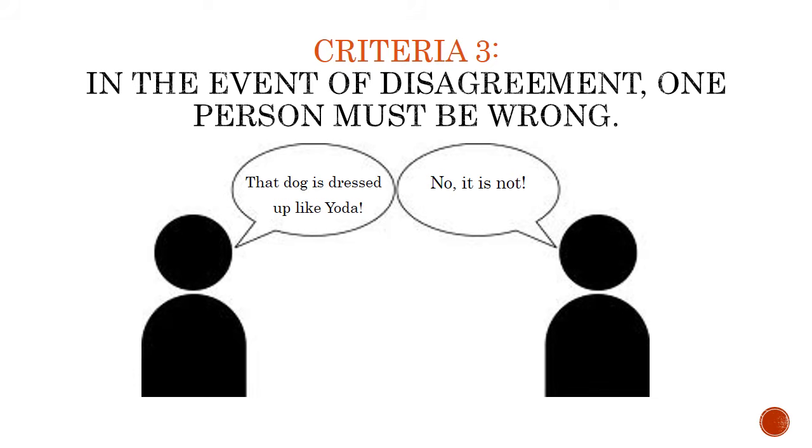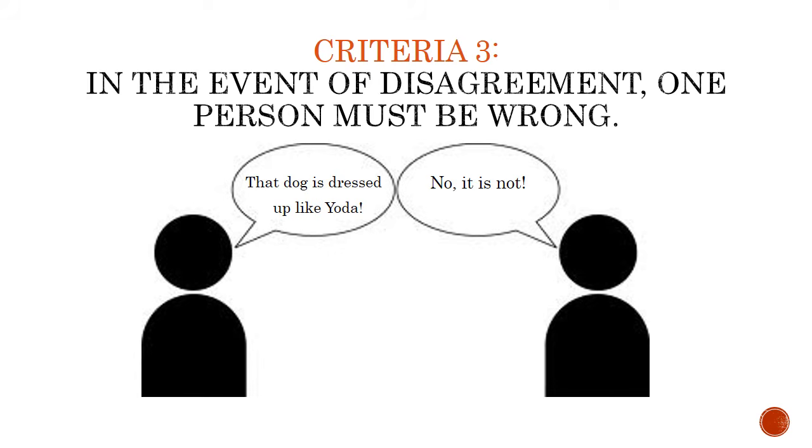Let's move on to the third criteria. In the event of disagreement, one person must be wrong. This is a fairly simple criteria in most instances. Let's say that person number 1 says, "This dog is dressed up like Yoda." And person number 2 says, "No, it's not." Can both of these people be correct at the same time? Can the dog, at the same time, both be dressed up like Yoda and not dressed up like Yoda? Probably not. In this instance, either person number 1 or person number 2 must be incorrect.